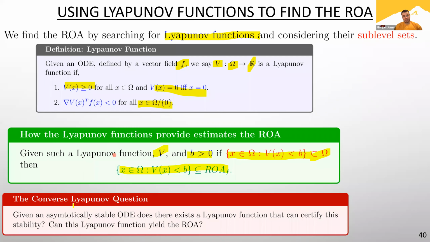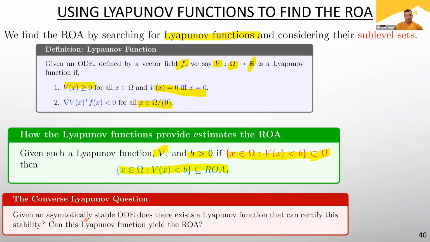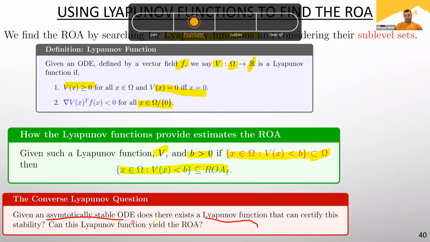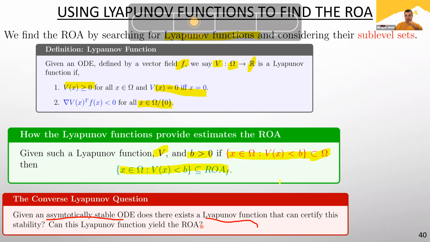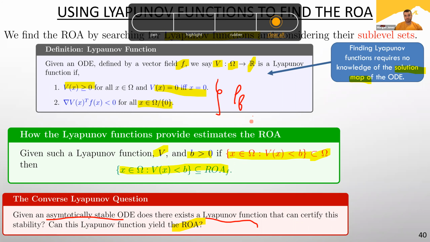But the converse Lyapunov question is much more interesting. Given an asymptotically stable ODE, does there always exist a Lyapunov function that can certify this stability? And can we use this Lyapunov function to approximate the region of attraction arbitrarily well? So we would rather find Lyapunov functions because this doesn't require any knowledge of the solution to the ODE. You see from these properties that none of them involve rho f, which is the solution map, which is unknown, so that's good.